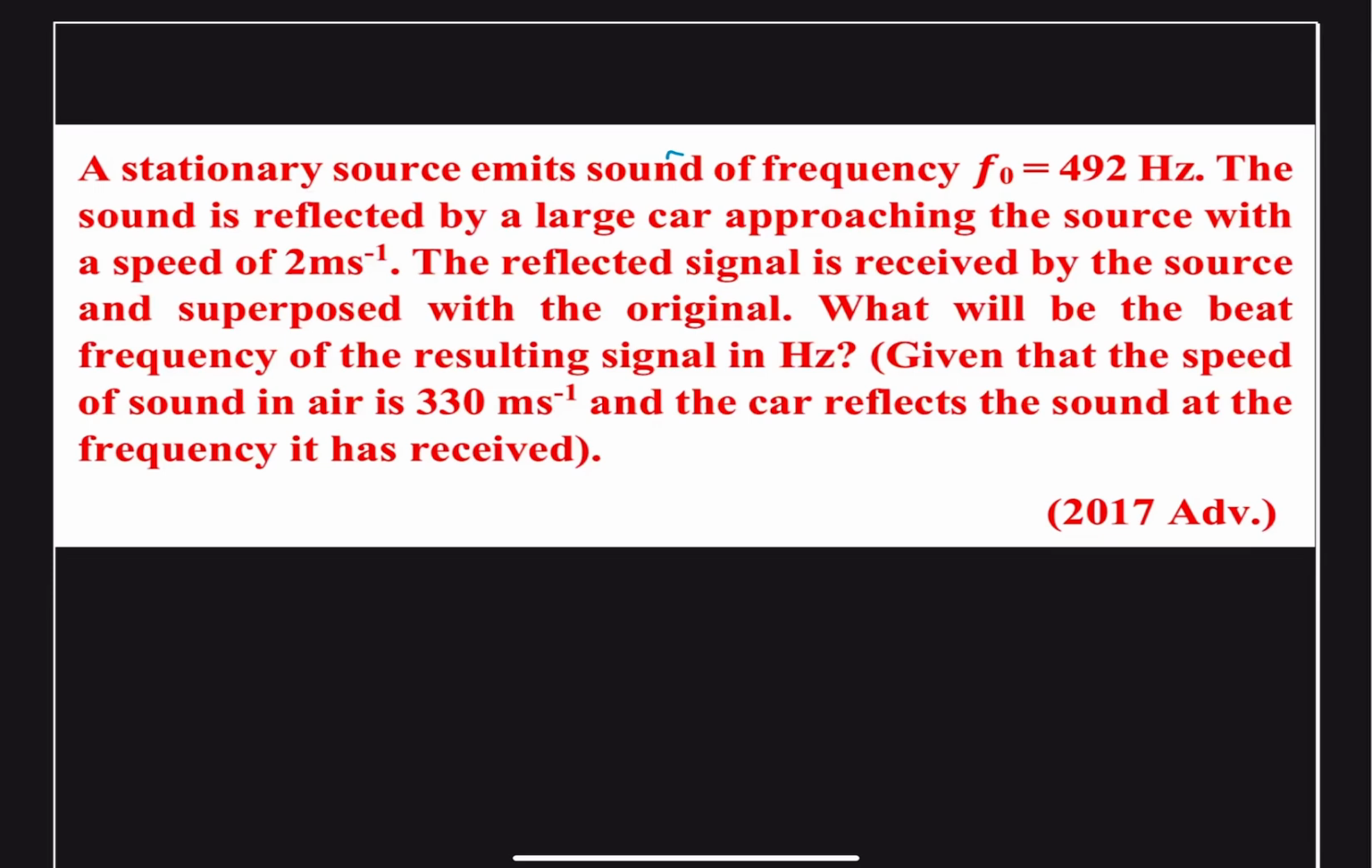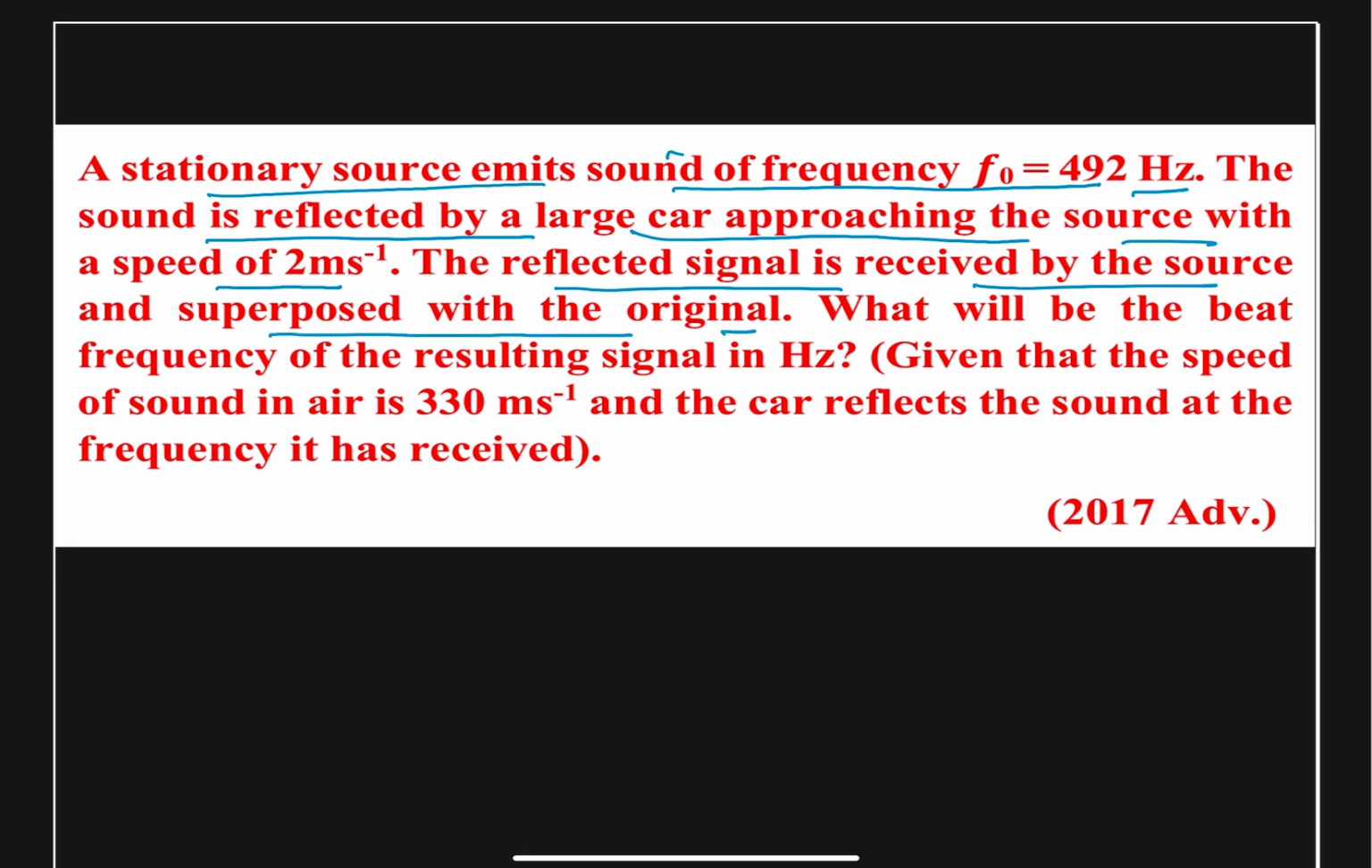Hello friends, today's question. A stationary source emits sound of frequency 492 Hz. The sound is reflected by a large car approaching the source with a speed of 2 meters per second. The reflected signal is received by the source and superposed with the original. What will be the beat frequency of the resulting signal in Hertz? Given that the speed of the sound in air is 330 meters per second and the car reflects the sound at the frequency it has received.